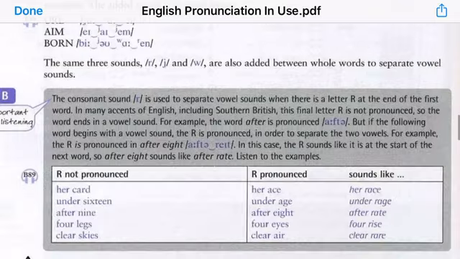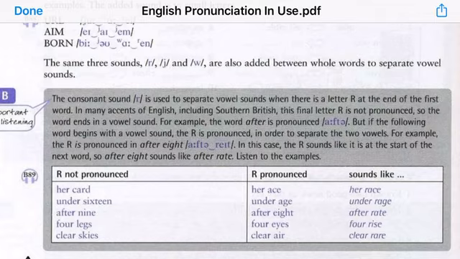So the consonant sound R is used to separate vowel sounds when there is a letter R at the end of the first word. In many accents of English, including Southern British, this final letter R is not pronounced at the end of the word. It's usually turned into a schwa: player, actor, worker. So the R is not pronounced, and the word ends in a vowel sound.